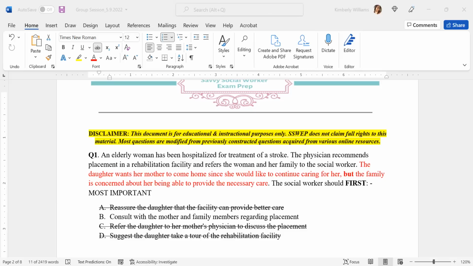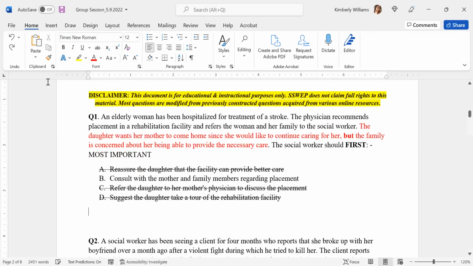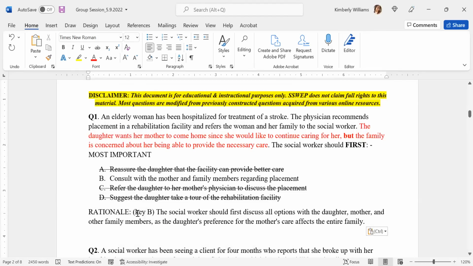So I want to know, what are y'all's thoughts about this question? So far, we've been looking at it from the aspect of doing the most important thing that addresses what y'all identified as the presenting problem. Is it clear, or does anybody have any questions on how that happened?